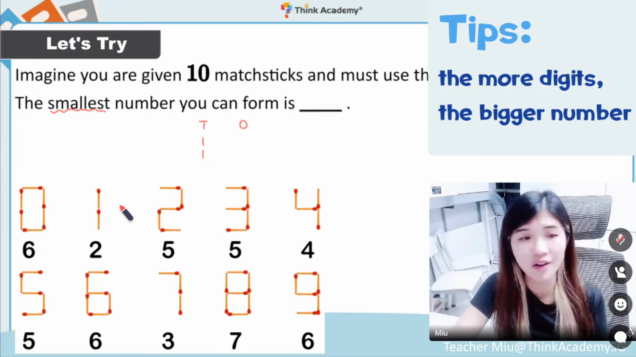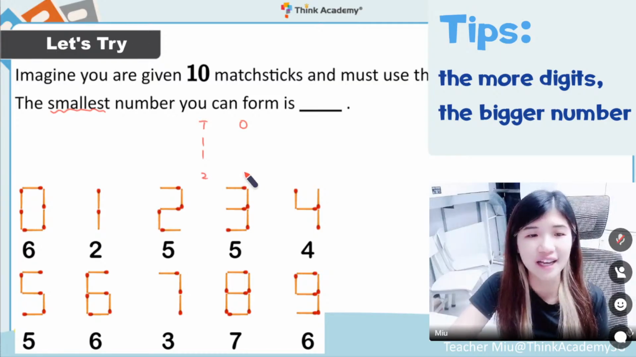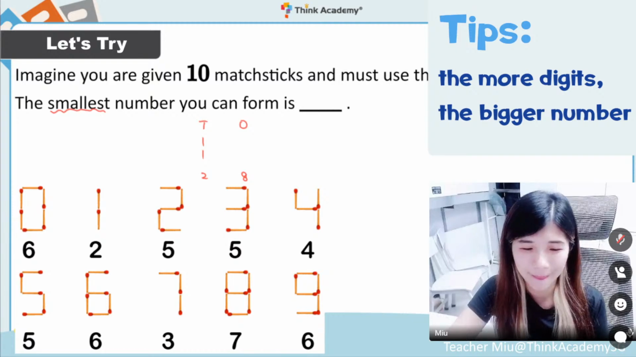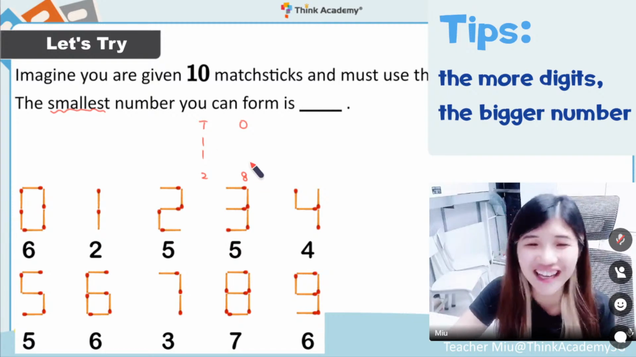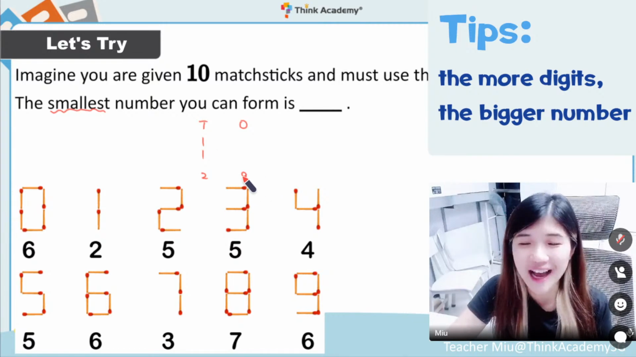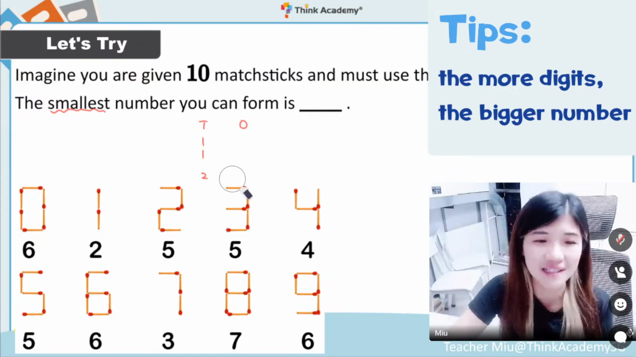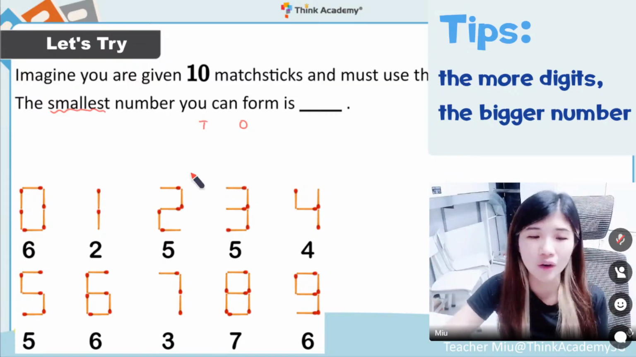1 is very small already. Right? I used 2 matchsticks. I got 8 left. Can I? Cannot, right? With 8 matchsticks, how can we make 1 digit? Not possible, right? We only have 7 to make an 8. 8 matchsticks cannot make only 1 digit. No way. Which means 1 also cannot. Oh, so then we need to go to 2.